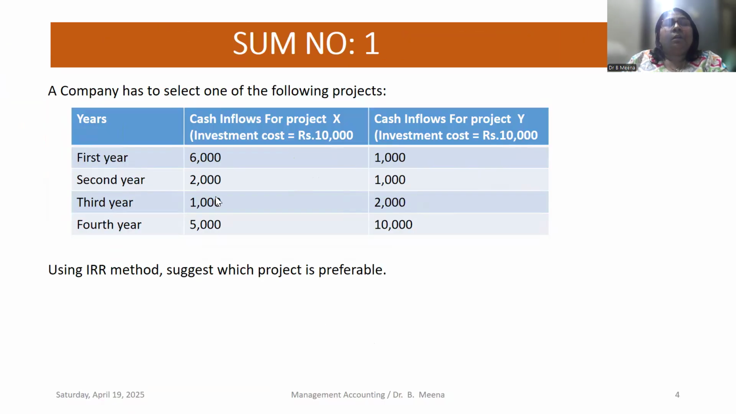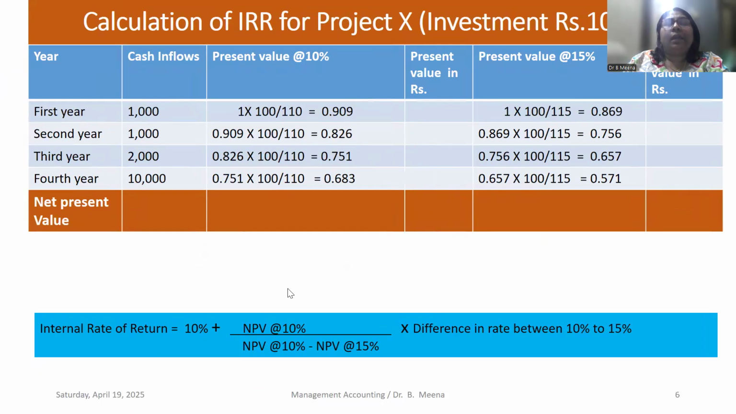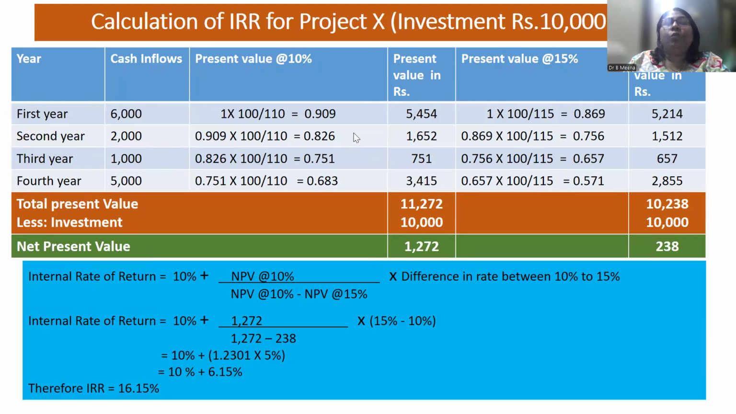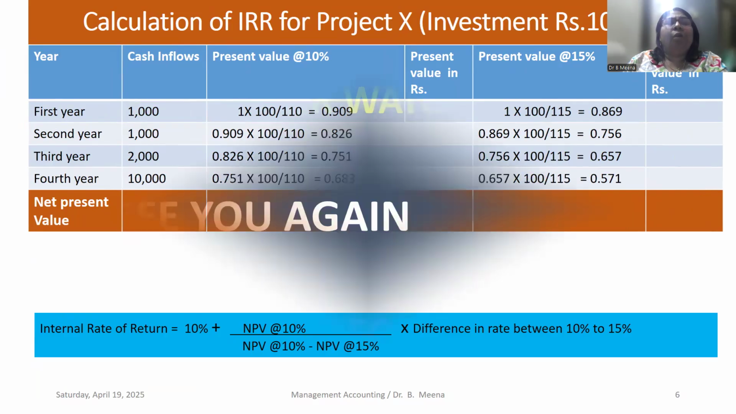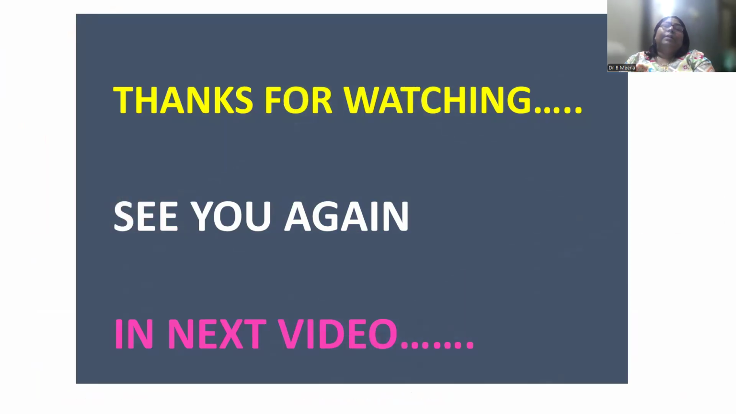Just take the cash inflows, and then calculate the values at 10% and 15%, then multiply the cash inflows with the 10% rates and compare with the investment. Then you calculate the NPV, and use the NPV in this formula to calculate the IRR. What is the IRR for your problem? This is the way you will calculate it whenever you have an IRR related question.